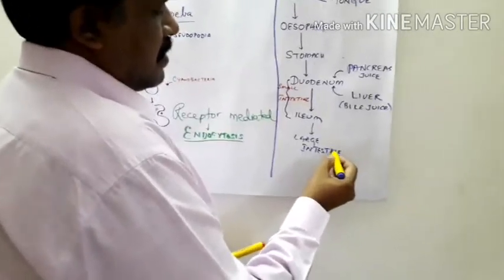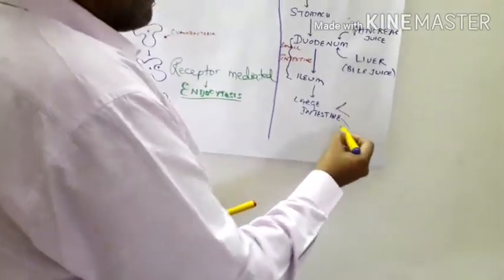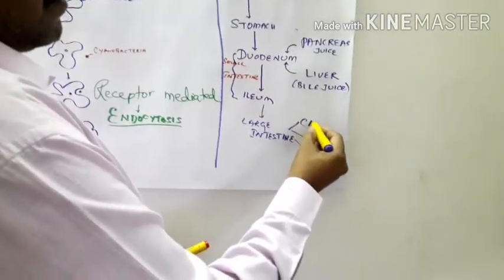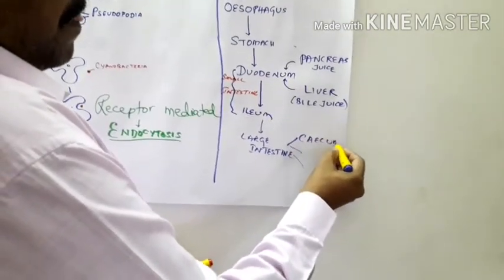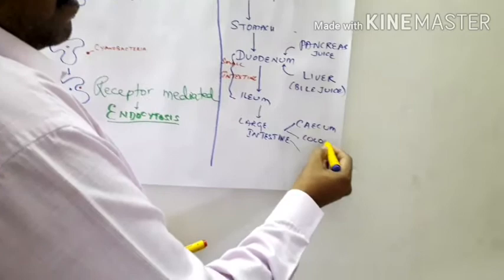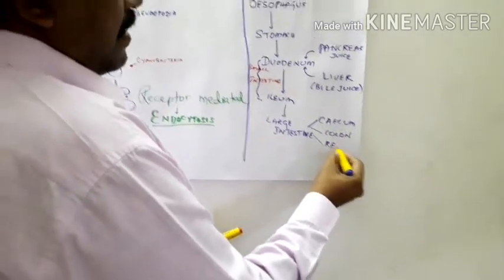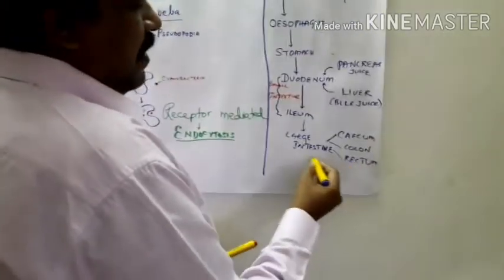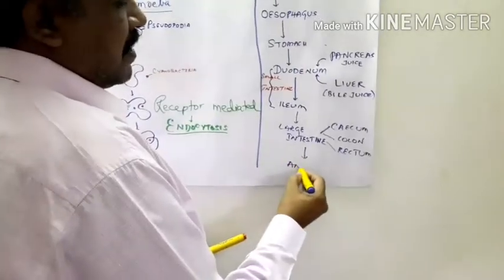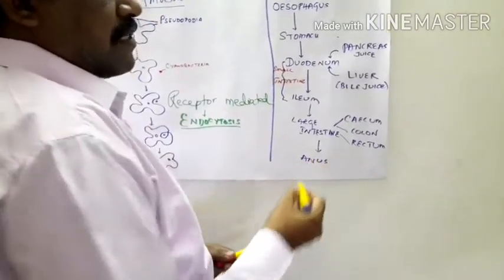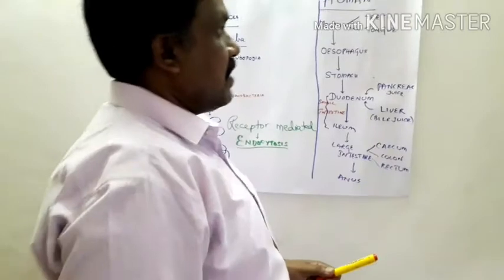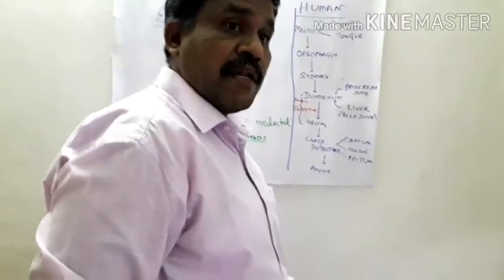In the large intestine, there are three parts through which the food passes. That is cecum, colon, and then rectum. And finally, it is ejected out through the anus. So these are the various parts that we see in the human alimentary canal.